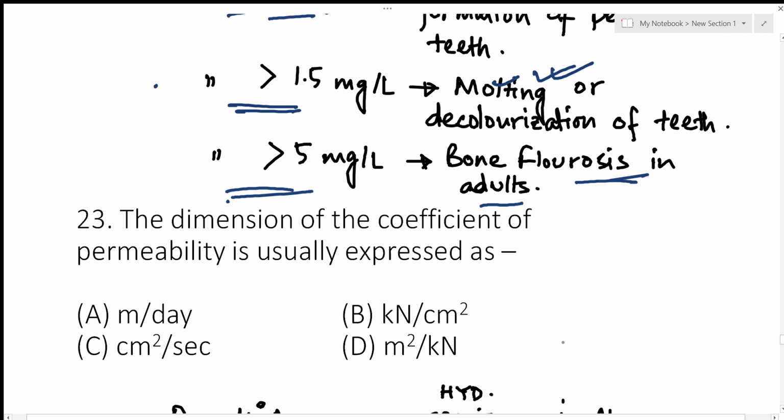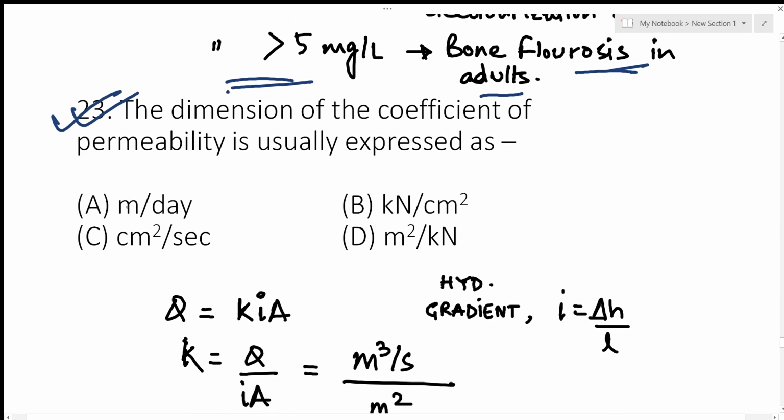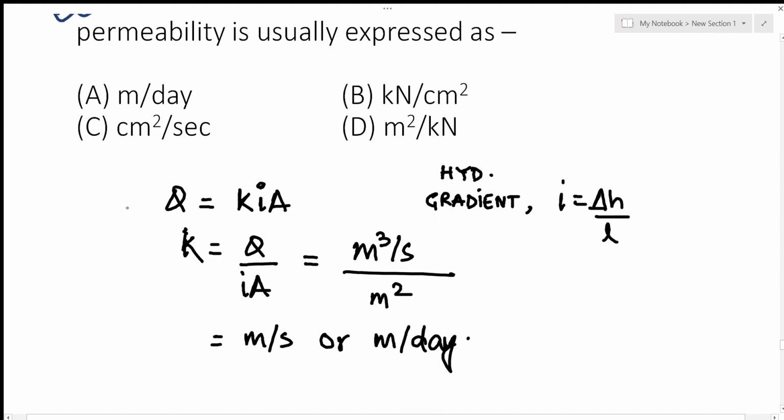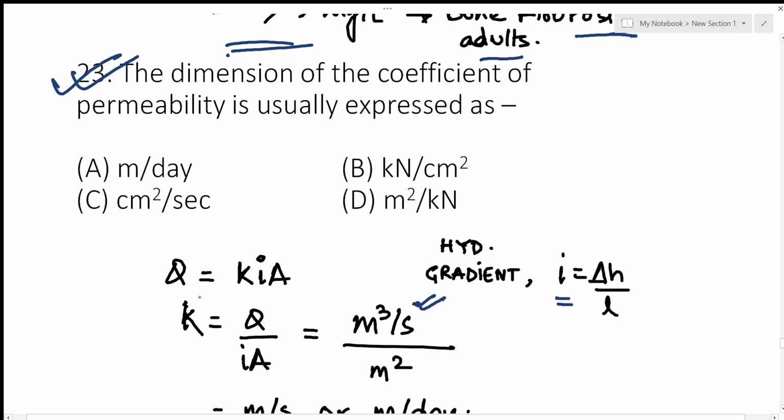The next question is the dimension of coefficient of permeability. Very easy question. Now you know Q is given by KIA. K is equal to Q by IA. Now Q has a unit meter cube per second. I is the hydraulic gradient, which is given by change in head divided by the length of travel. So this is dimensionless, and A is given by meter square. Area is given by meter square. So the answer would be meters per second or meter per day, whatever you can call it. So the dimension of coefficient of permeability is given by meter per day.